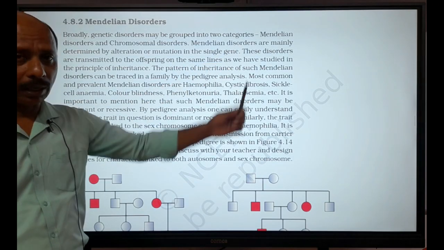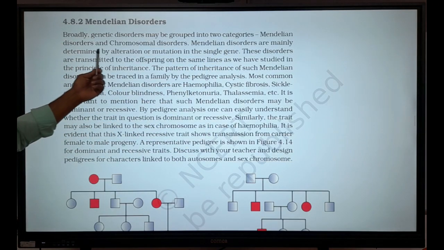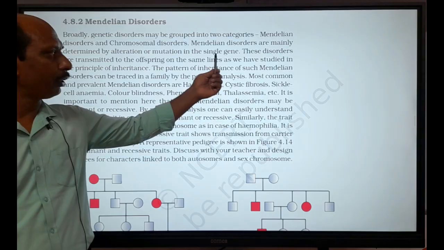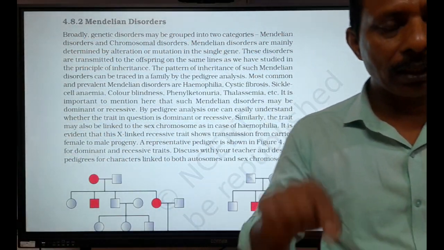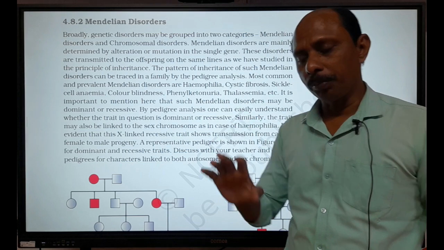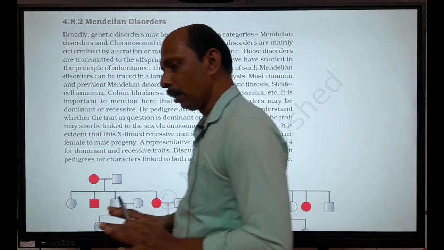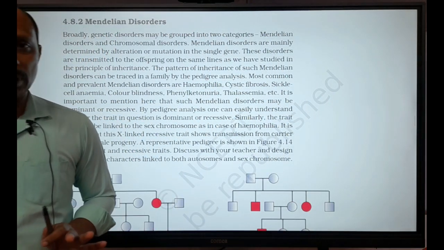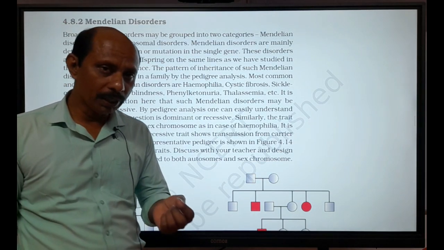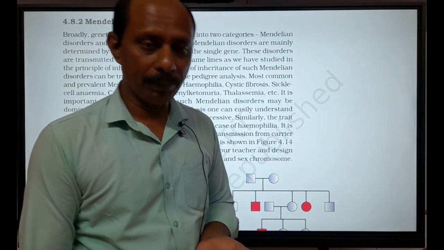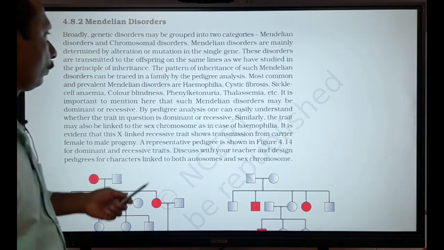Mendelian disorders are mainly determined by alteration or mutation in a single gene, which is present inside the DNA, we can say inside the chromosome. Here the number of chromosomes is not altered, and chromosome aberration is also not there, but a single gene is affected. We can say a point mutation or frame shift mutation may have happened here, right?